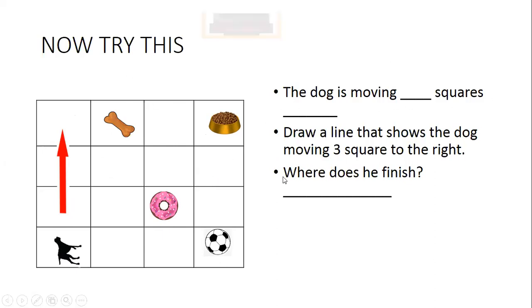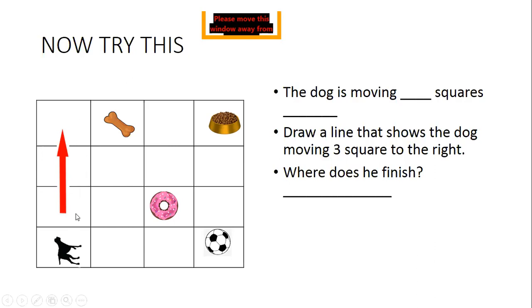So this one requires us to draw the arrows, not all of the questions. Okay, let's start from the beginning. Now look at the position of the dog and look at the direction the dog is facing, and let's answer the questions. Now the dog is moving dash squares dash. This red arrow you see here is showing which direction the dog is moving.